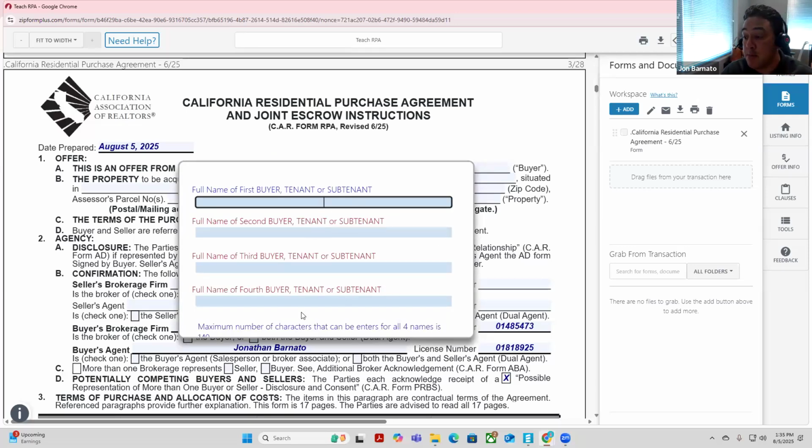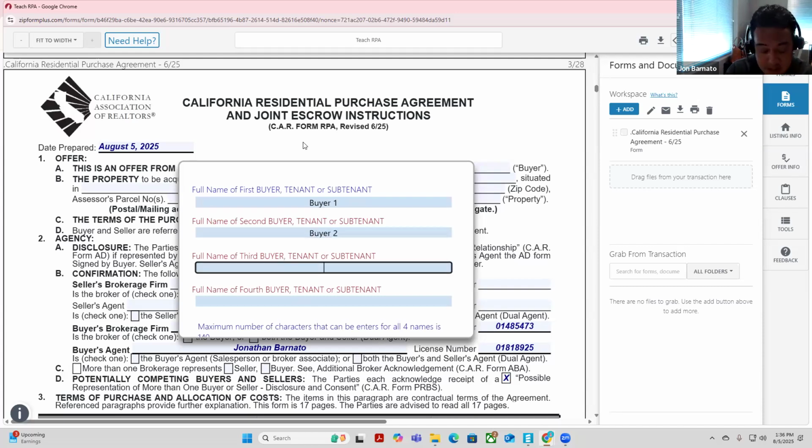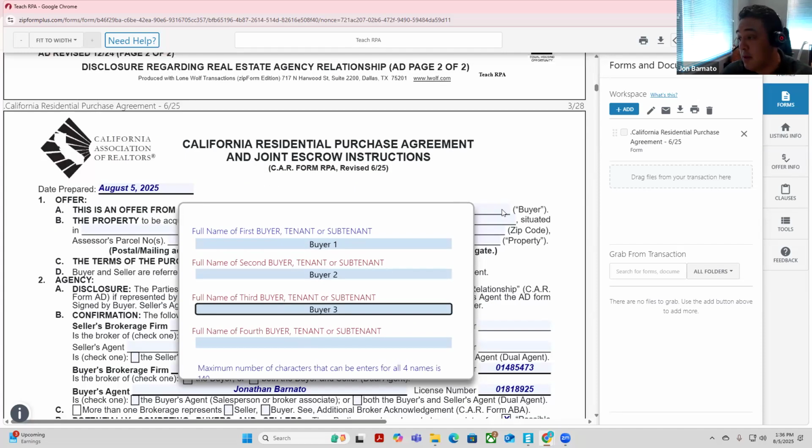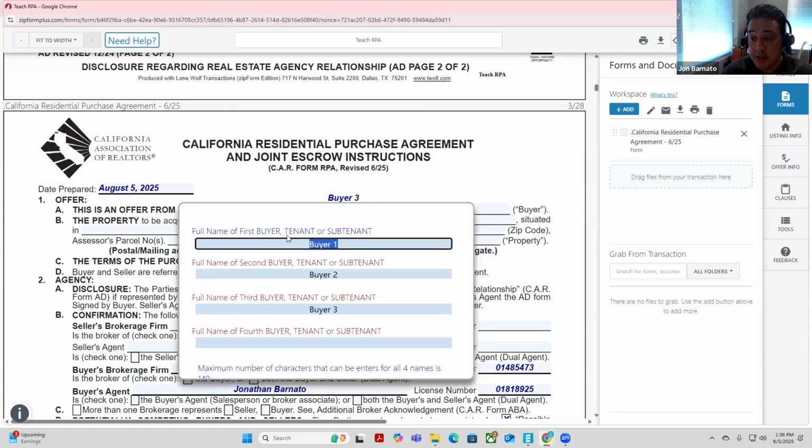This is offer from. Now you have the ability to put in multiple buyers, or tenants in this case, but multiple buyers, and you can put up to 4 buyers in there, which is pretty awesome. So now here's what I want to tell you. Buyer 1, and then buyer 2, buyer 3, and you'll see that show up on the form. Now, see, it shows up like that.